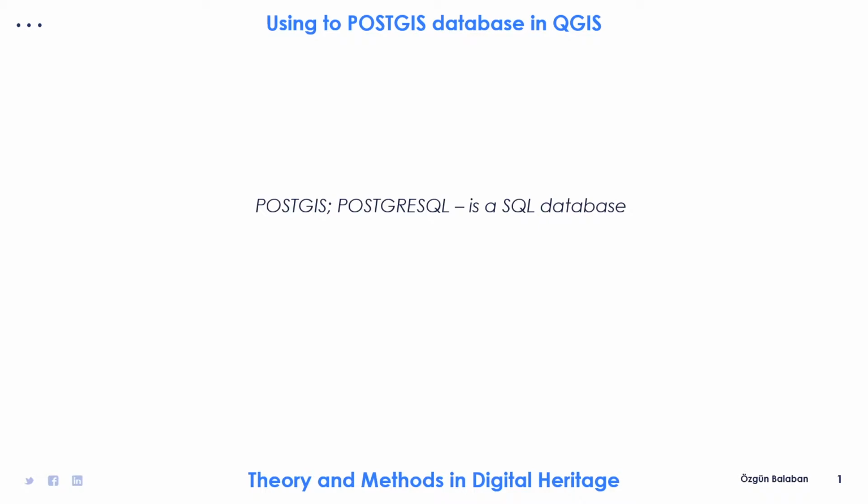Hello everyone. In this video, I'm going to show how to use PostGIS database in QGIS. As you know, PostGIS is an extension to PostgreSQL database, and it's a SQL database. So it works using SQL, which is structured query language. So when you want to include a feature into database, you need to run some queries. So today I'm going to show which queries to use to add a feature or to update a feature.